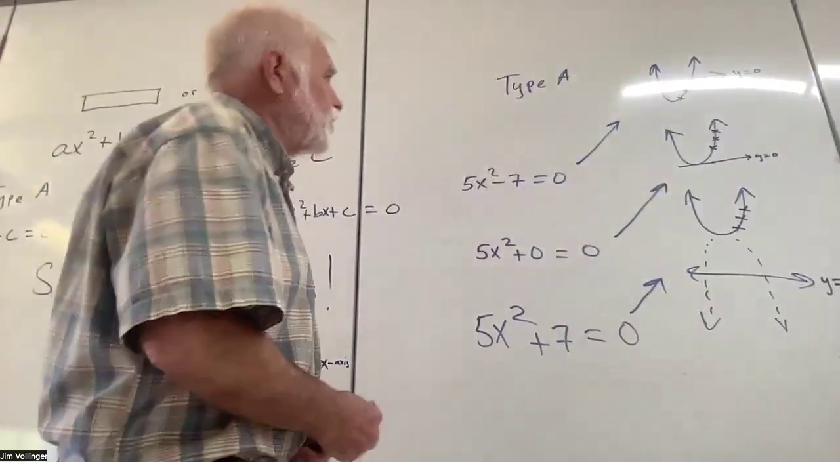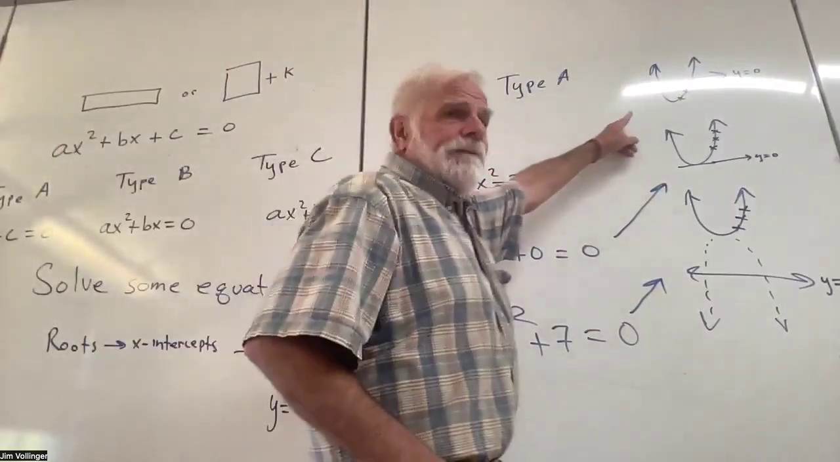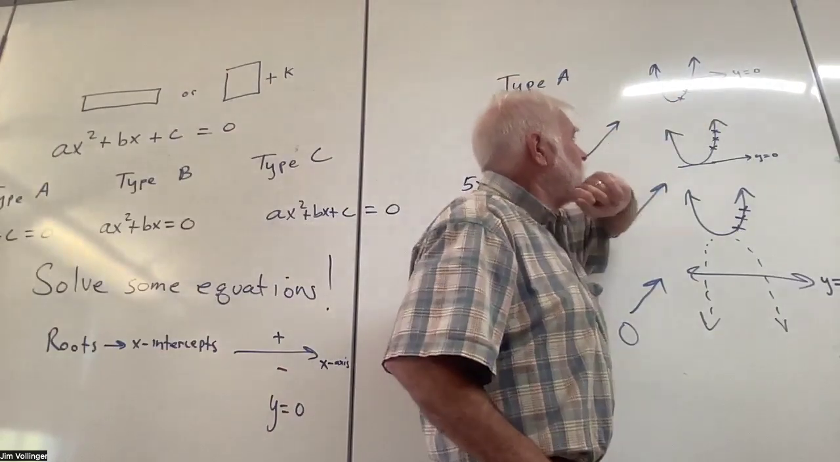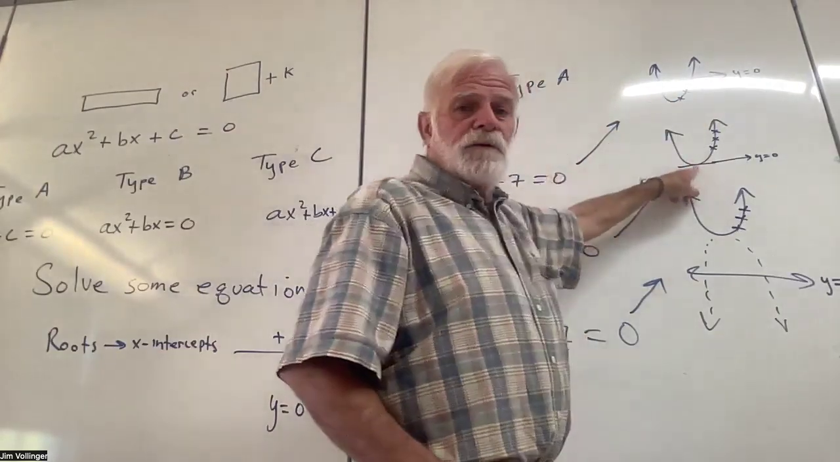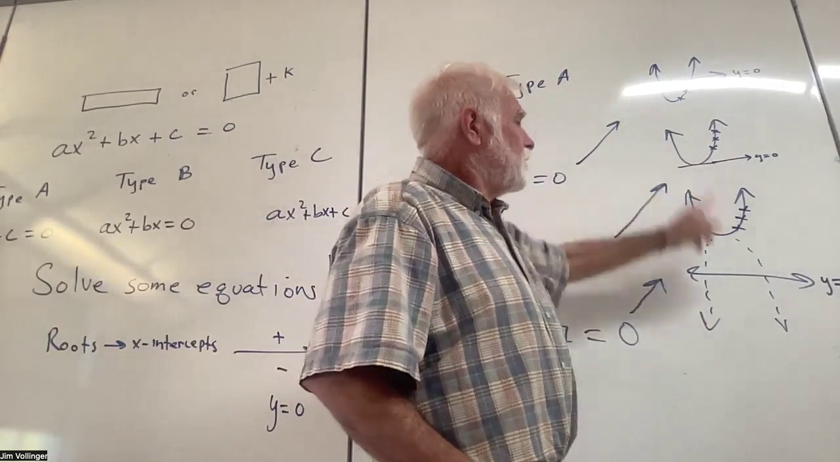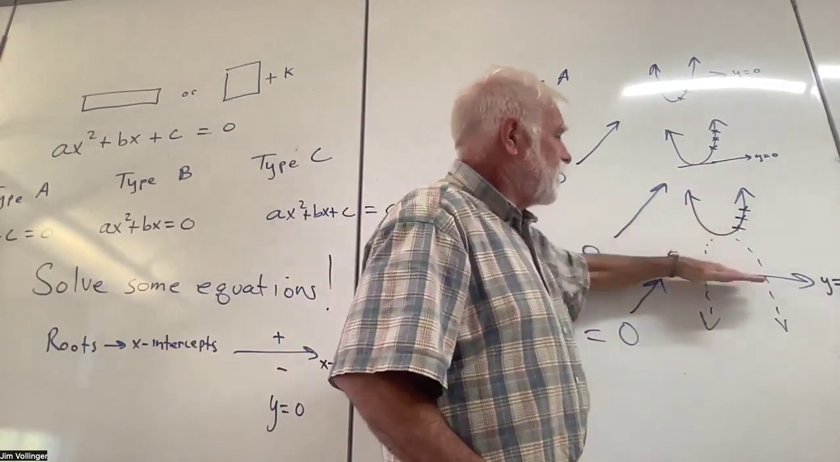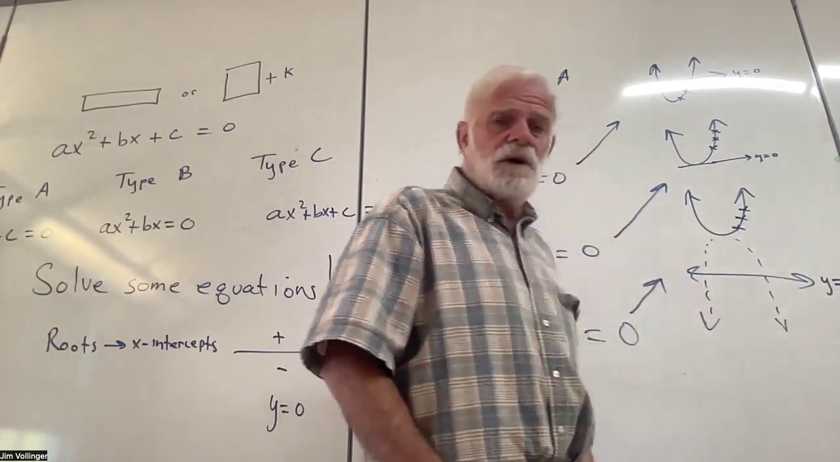So let's take a look at type A, which is one of the easier to solve. A little bit of a lecture. There are three types of quadratics. There's the type that intersects the x-axis. There's one where the vertex is on the x-axis. And then there's the type where the graph doesn't intersect the x-axis, which is y equals 0.